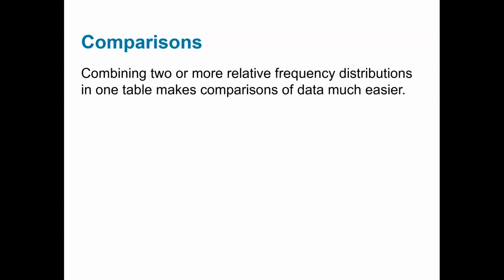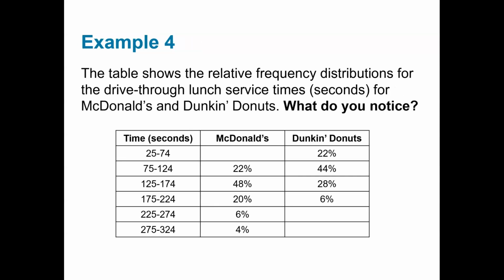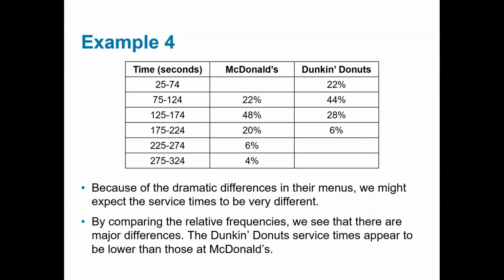Sometimes we like to compare two or more relative frequency distributions because it makes it easier if it's all in one table. Here's an example. We've got the relative frequency for the McDonald's drive-thru times and then the Dunkin' Donuts times. What do you notice? What do you wonder? What do you think? So one thing that I notice is there's a big dramatic difference in menus between McDonald's and Dunkin' Donuts. Dunkin' Donuts is just kind of quick coffee, so it makes sense to me that they're going to have quicker times than McDonald's.